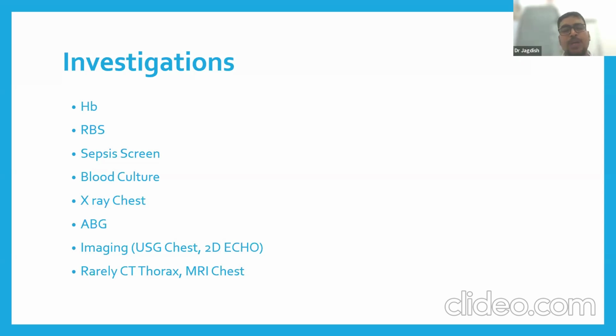2D echocardiography, when you are thinking that the baby may have a congenital heart disease, or if there is persistent respiratory distress or unexplained previous deaths in the family, then we go for a 2D echocardiography to rule out the possible causes of congenital heart diseases.